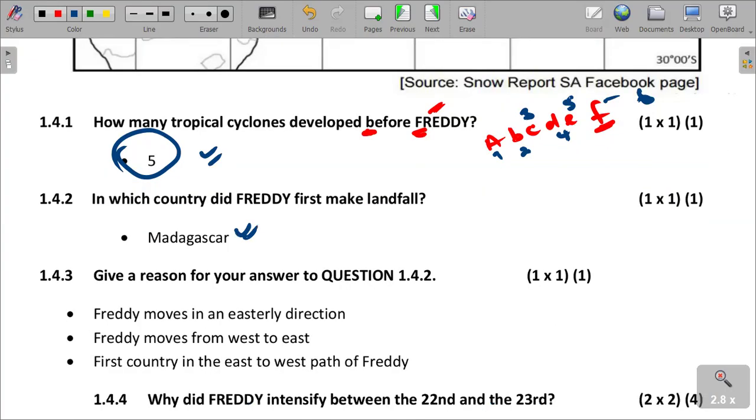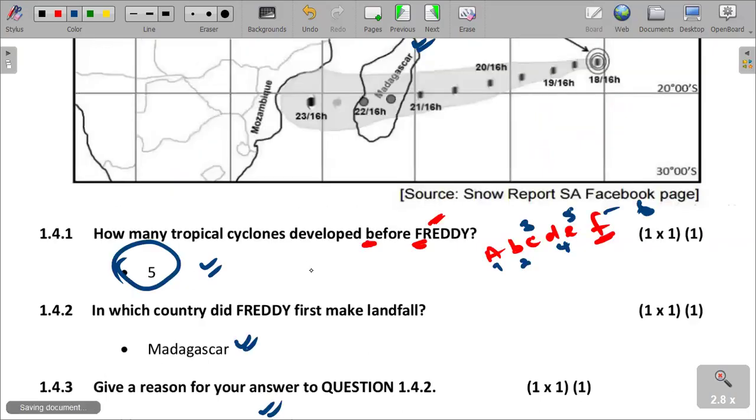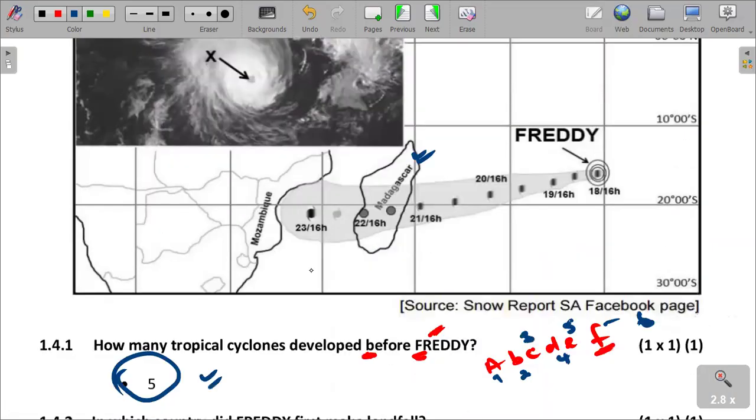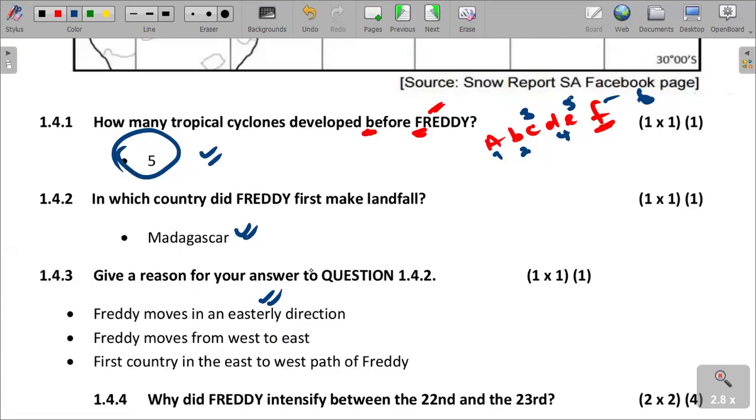Then, give a reason for your answer. I have already given the identification that I have demonstrated. It moves in the easterly direction, which is given there on the photograph. And then we also have to say that it moves from west to east. Obviously, that is an easterly direction. Madagascar is the first country in the path of Freddy.